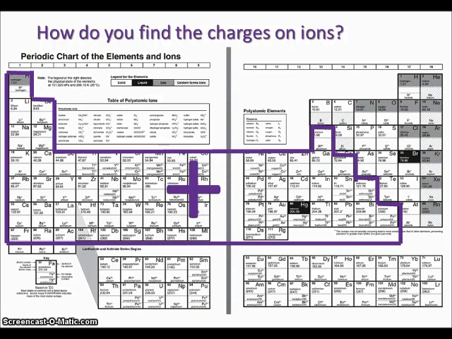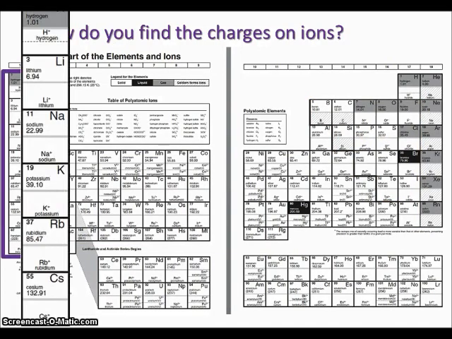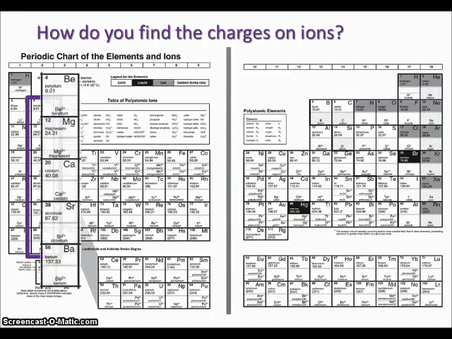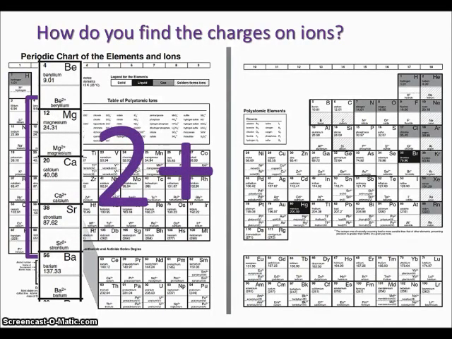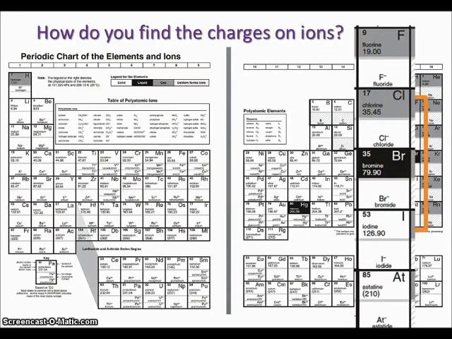They are all positively charged. Where are the nonmetals? What charge do they have? They're all negatively charged. Look closer. What charge do all the metals in group 1 have? 1 positive. What charge do all the metals in group 2 have? They're all 2 positive. What charge do the elements in group 17 have? 1 negative.